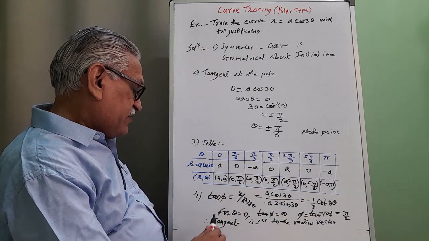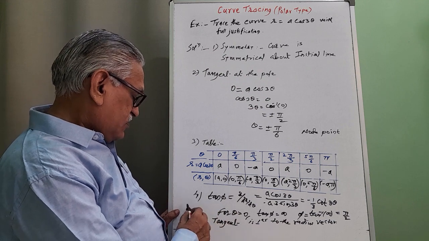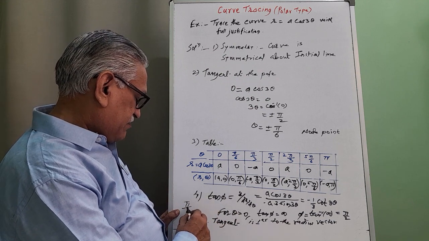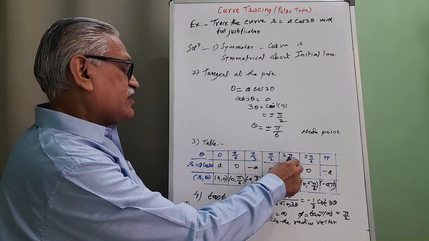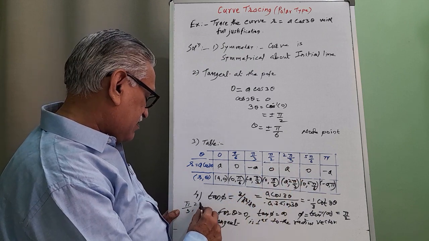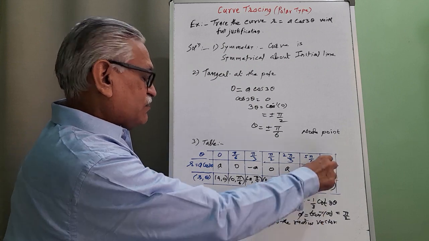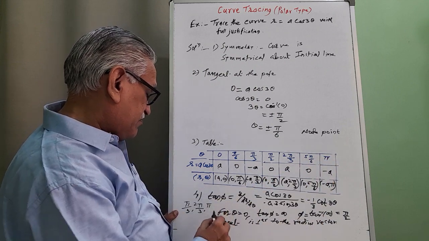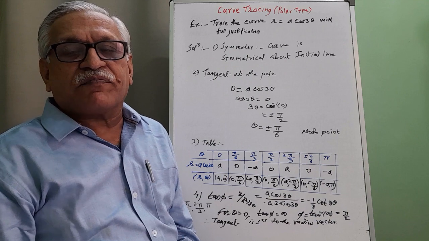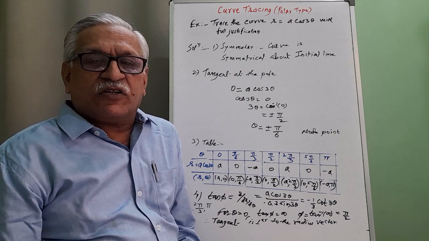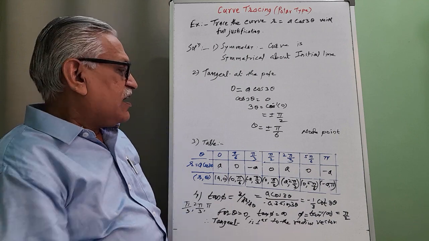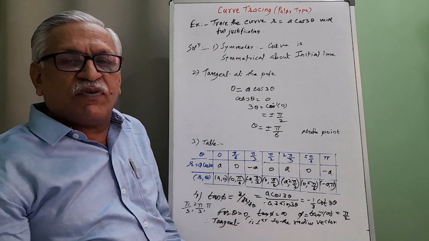This pi by 3 means for theta is equal to pi by 3, theta is equal to 2 pi by 3, and theta is equal to pi. We get the same. Tangent is perpendicular to that radius vector. And then after discussing all this, we have to complete the figure.